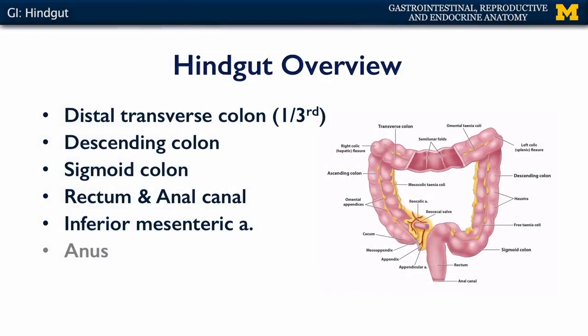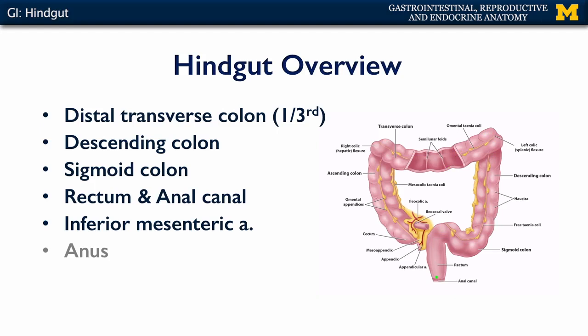Hi, let's talk about the hindgut, the continuation of the midgut. So the midgut ends about 2/3 of the way through the transverse colon, and the hindgut picks up. The hindgut is supplied via the inferior mesenteric artery, or the IMA, and it's going to connect the midgut to the anus. Now the hindgut consists of that distal 1/3 of the transverse colon, the left colic or splenic flexure, the descending colon, the sigmoid colon, and then the rectum into the anal canal.